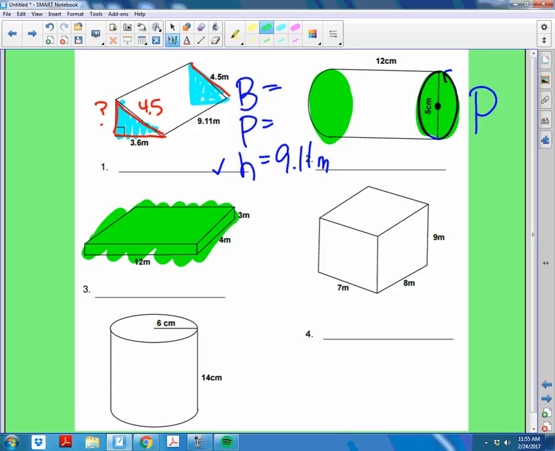Okay. So, I'm going to pass this out first. Here's what I want to see on this worksheet. Okay? I want you to shade the bases that you choose to use, and then I want you to identify capital B, capital P, and little h.